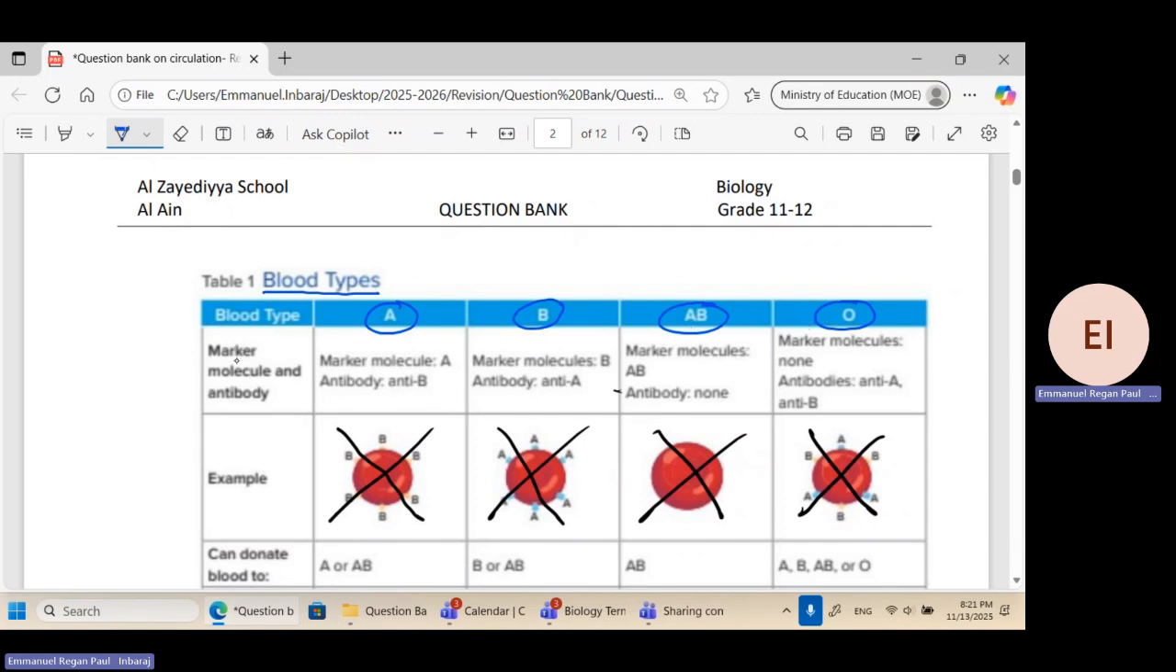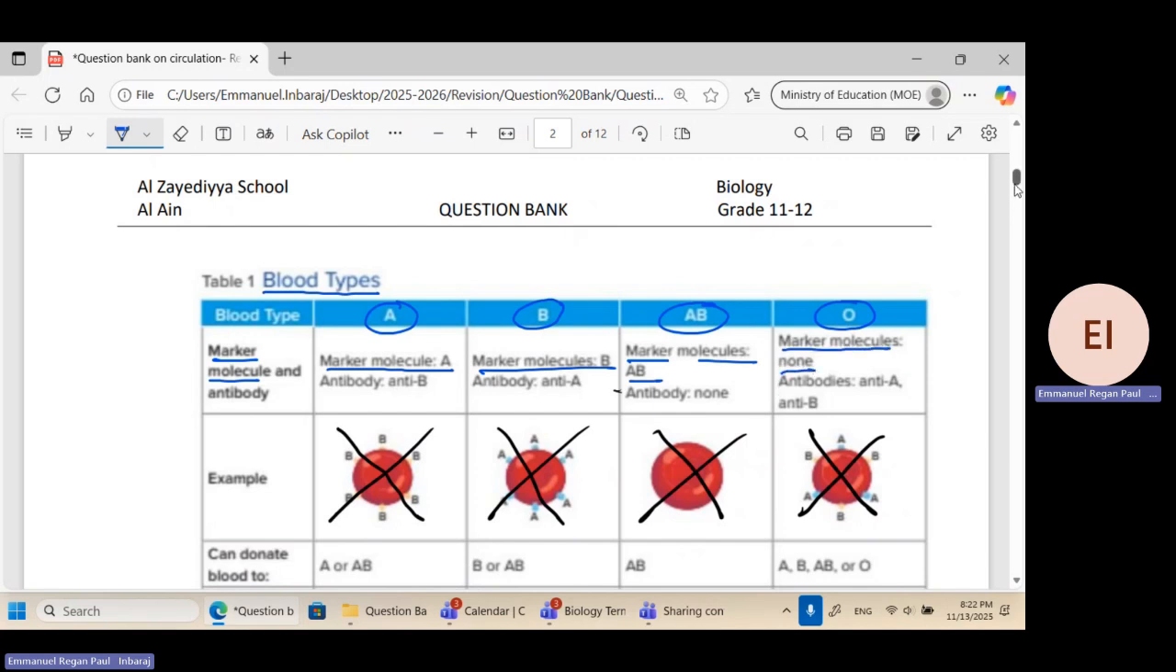Okay, so based on the marker molecules, these blood types are identified. So what are the marker molecules? For blood type A, the marker molecule is A. For blood type B, the marker molecule is B. For blood type AB, the marker molecule is AB. And for blood type O, there is no marker molecule.